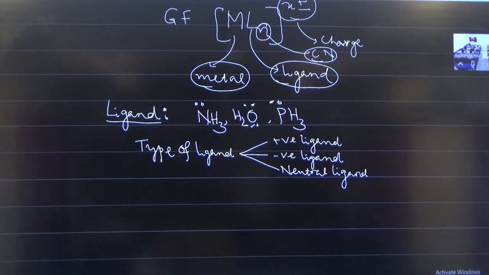Similarly, write the negative ligand. A ligand having negative charge and also donating a pair of electrons to the central metal cation is called a negative ligand.